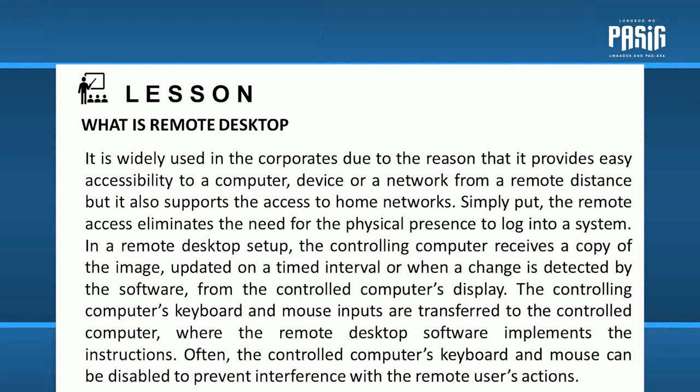In a remote desktop setup, the controlling computer receives a copy of the image, updated on a time interval or when a change is detected by the software. From the controlled computer's display, the controlling computer's keyboard and mouse inputs are transferred to the controlled computer, where the remote desktop software implements the instructions. Often, the controlled computer's keyboard and mouse can be disabled to prevent interference with the remote user's actions.